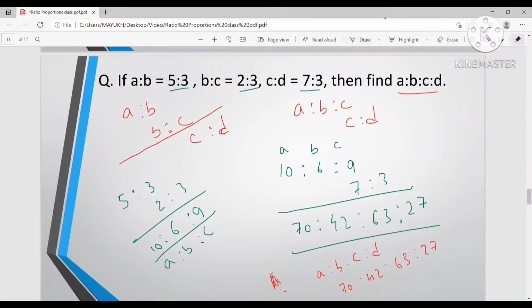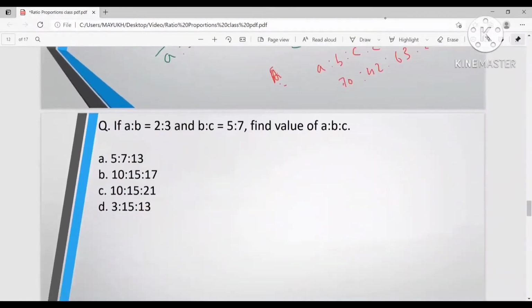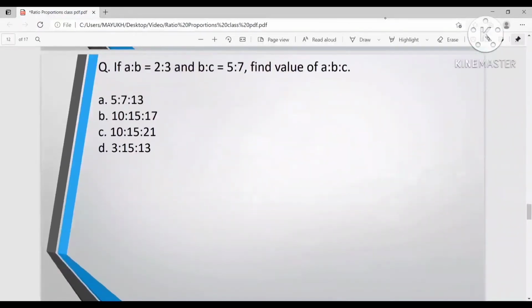Now we have talked about these combined ratios. Now we'll solve an example and I'll give you a beautiful shortcut as I have promised earlier. Okay. It says A is to B is 2 is to 3 times B is to C is 5 is to 7, and we have to find A is to B is to C.